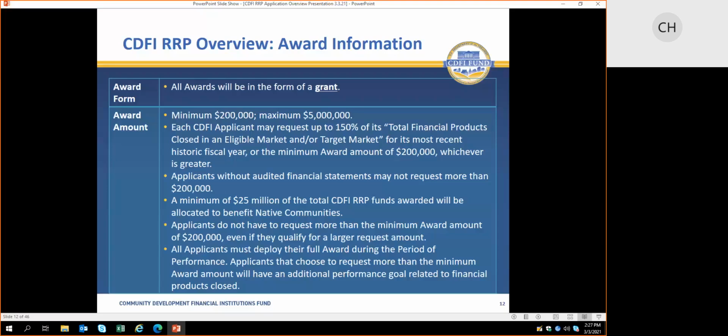And organizations that choose to request more than the minimum award amount will have a PG&M that requires them to close a certain amount of financial products within the period of performance, depending on their total amount awarded.